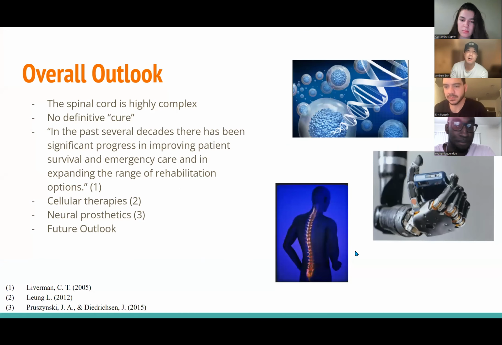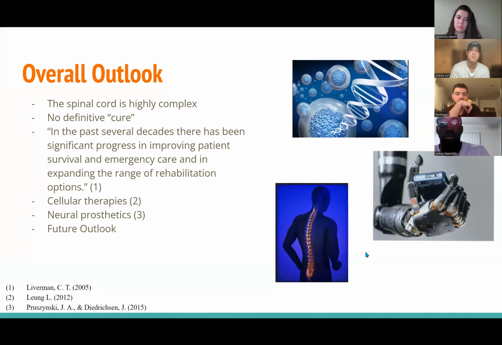All right, guys. So the overall outlook: the spinal cord, as previously discussed in our presentation, is highly complex and a crucial part of the body for functionality, motor control, performance, and ADLs. Based upon the literature gathered for this research, we have concluded that there is no definitive cure for spinal cord injury, because it depends on the individual and how severe the injury is, and also on whether the injury was incomplete or complete, as explained in our previous slides. However, in the past several decades, there has been significant progress in improving patient survival and emergency care and expanding the range of rehabilitation options.